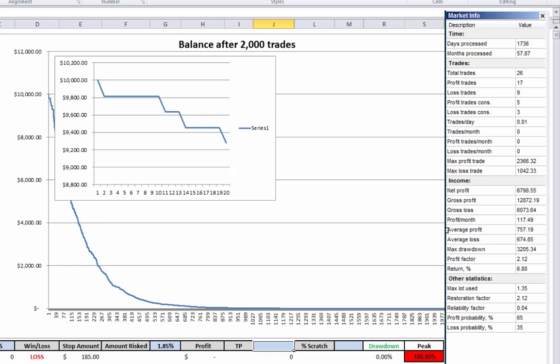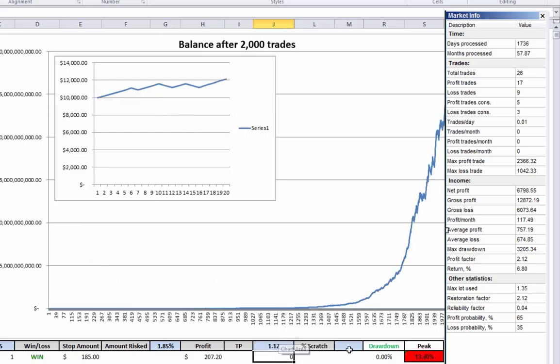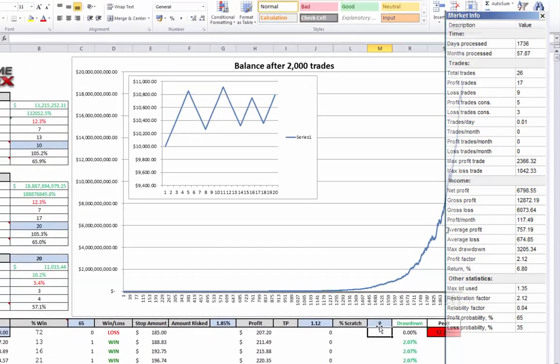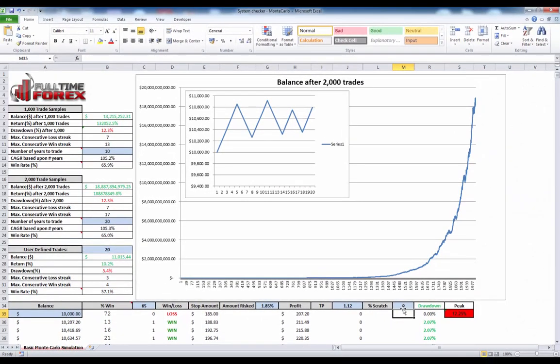$757.19 was my average profit, divided by my average loss, which was $674.85. So that's 1.12 as a take profit ratio. I'm just going to leave scratch at this point completely blank. So you can see here we've immediately got an equity curve. The large chart in the background is the next 2,000 trades.